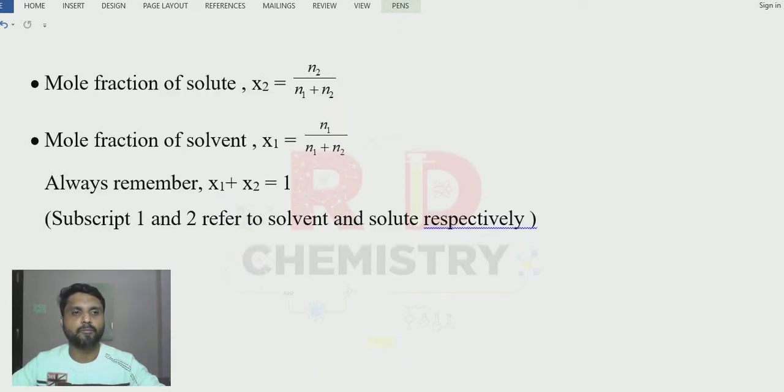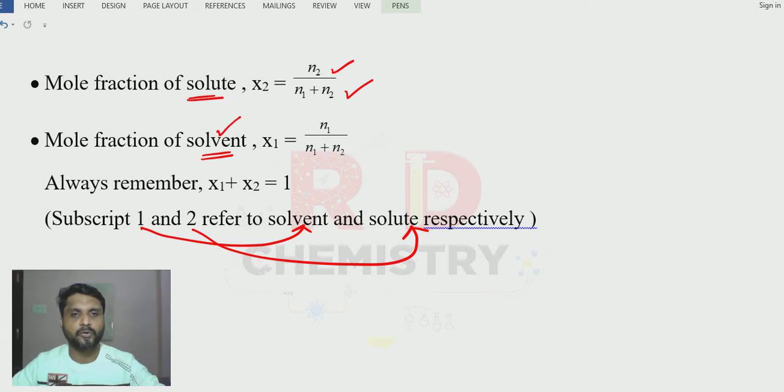How to calculate mole fraction? We can calculate mole fraction of the solute and mole fraction of the solvent. Remember, subscript 1 is always for the solvent and subscript 2 for the solute. So mole fraction of the solute is equal to N2 divided by N1 plus N2. Mole fraction of the solvent is equal to N1 divided by N1 plus N2. Remember, the sum of the mole fractions is always equal to 1. Here x1 plus x2 is equal to 1.